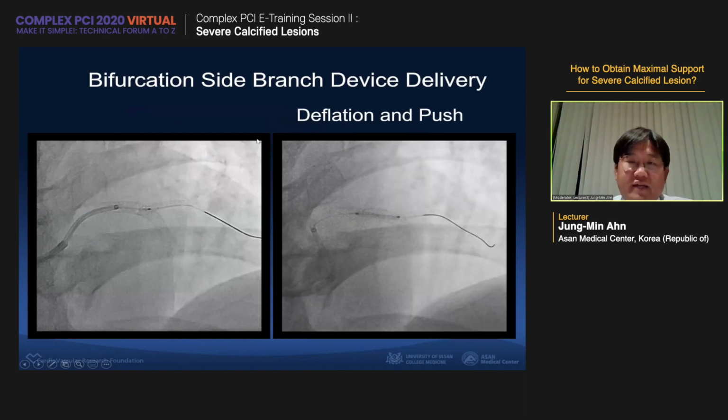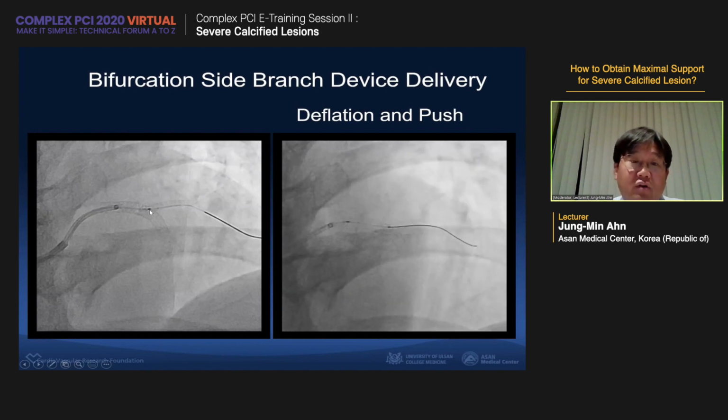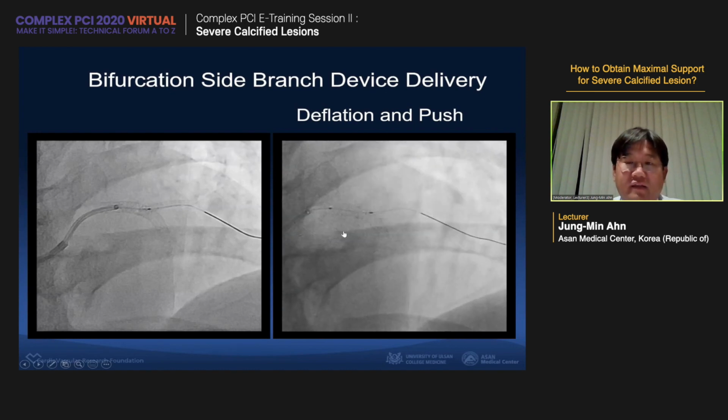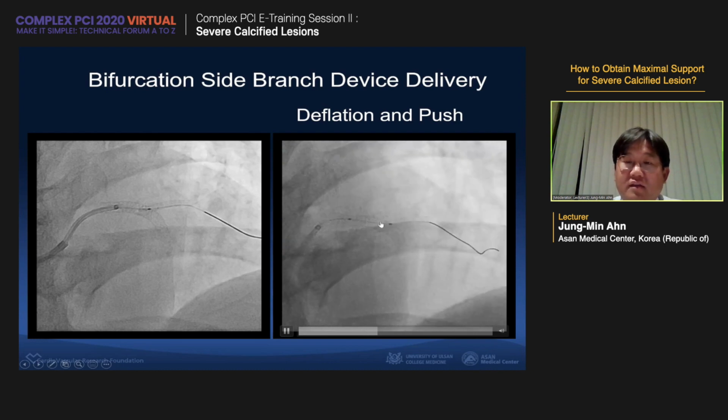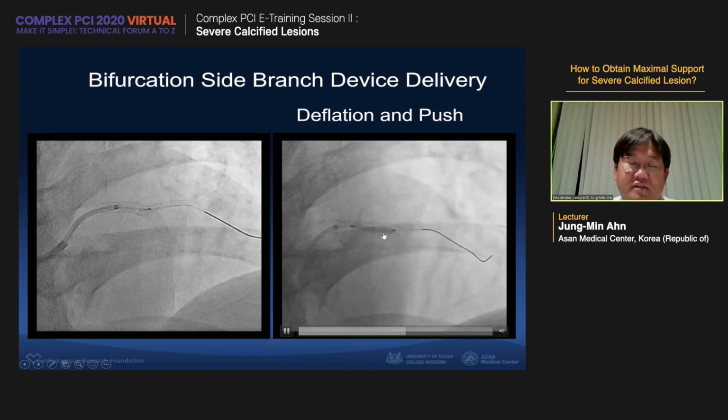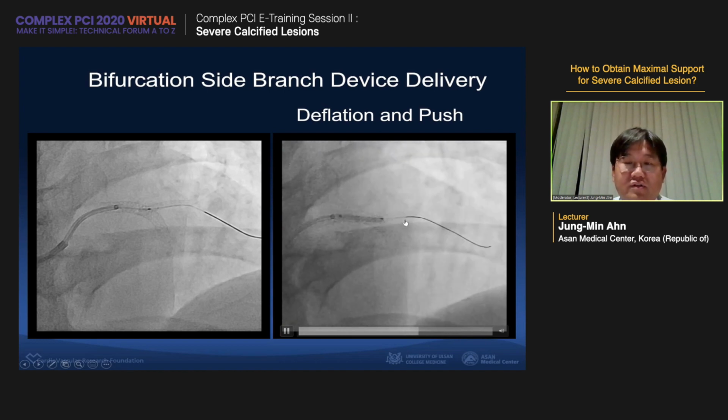And bifurcation side branch device delivery: insert the catheter to just the opening of the side branch, then you can push the balloon to the side branch. You can successfully deliver the balloon to the side branch like this.